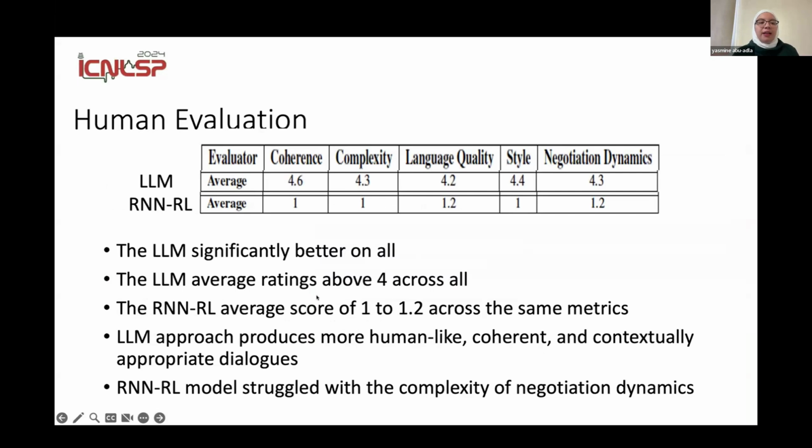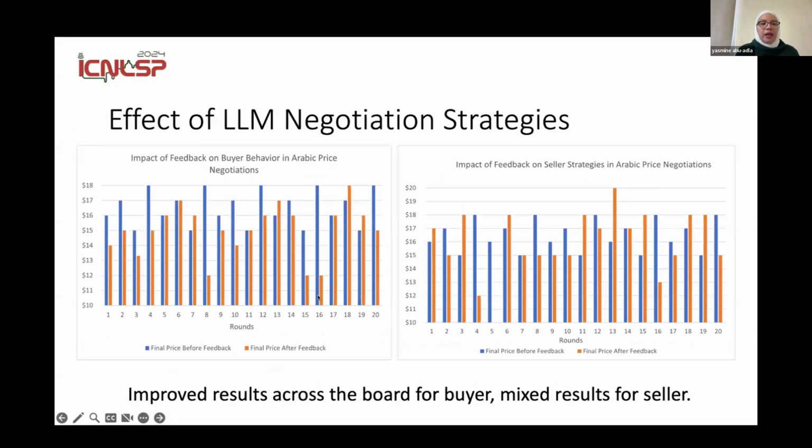So we can see that the LLM was significantly better on all different metrics. We have an average of approximately 4 across all. The RNN-RL performed way worse, where it was seen that the LLM had a much more human-like and coherent approach when it comes to negotiation, whereas the RNN-RL struggled with the complexity of the negotiation dynamics.